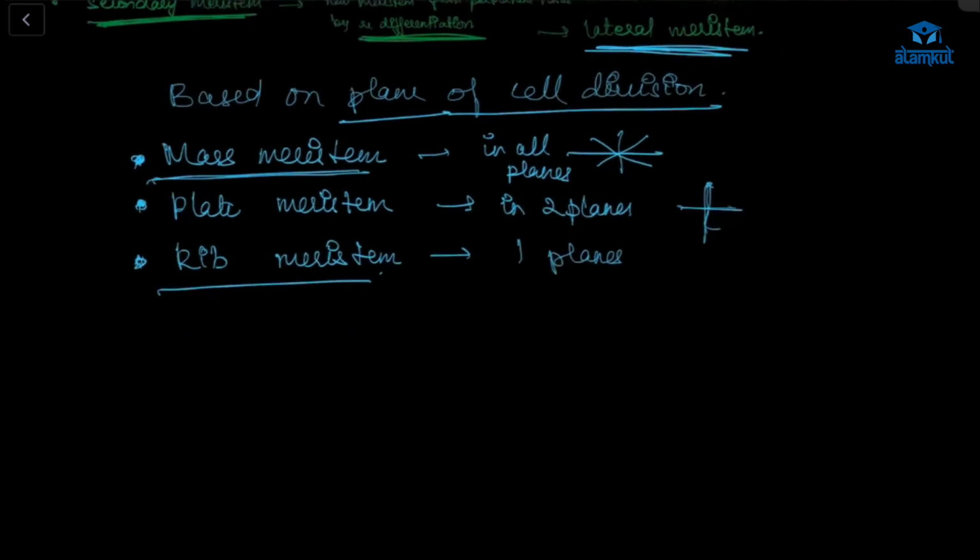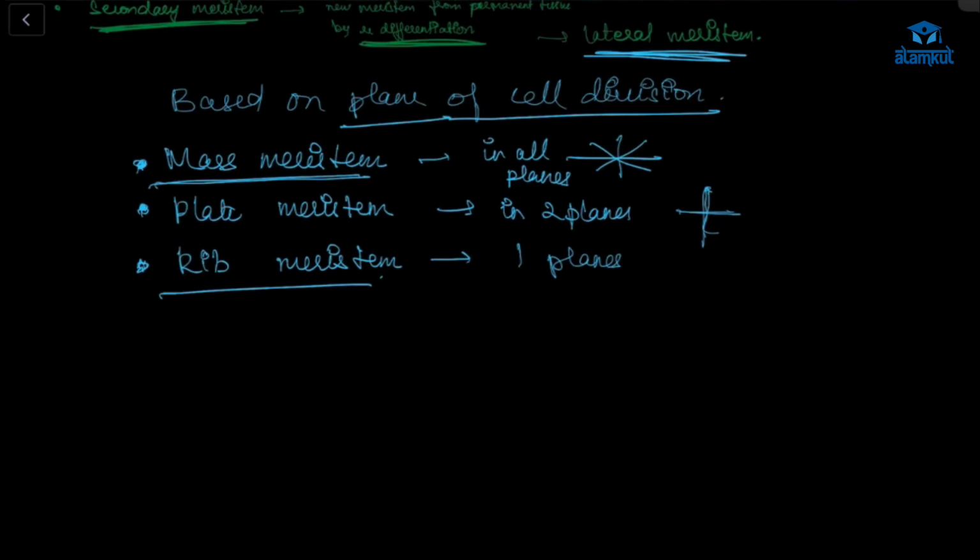Everyone understood? Yes, ma'am, got it. Sharia: in rib meristem, do they divide horizontally or vertically? No, it's not vertically only or horizontally only. It's either one, a particular single direction. Ma'am, I didn't understand the mass meristem and plate meristem, can you explain it again?